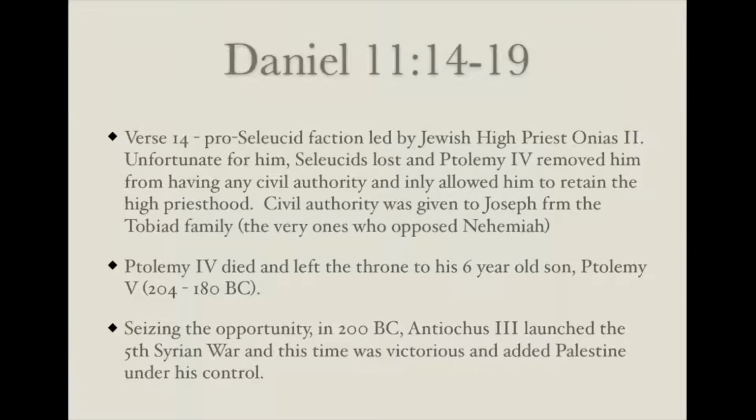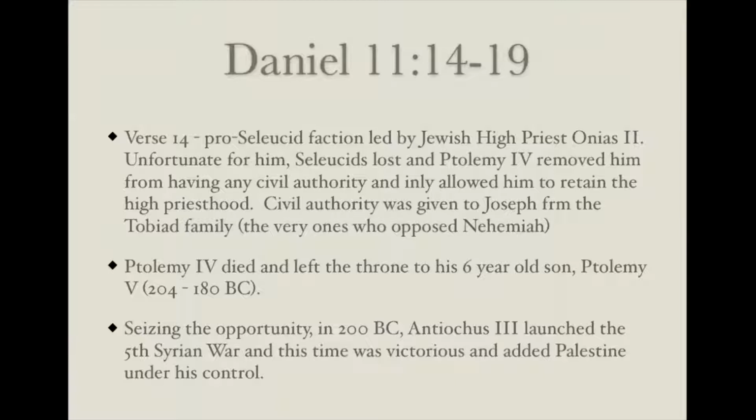He gave that to Joseph, who was from the Tobiah family. Okay, the very ones who opposed Nehemiah when he was rebuilding the walls around Jerusalem. So it's pretty interesting, right? Now you've got the Tobiah family kind of getting in the mix of all the different things going on. Ptolemy IV died and left his throne to his 6-year-old son, Ptolemy V, who ruled from 204 to 180.